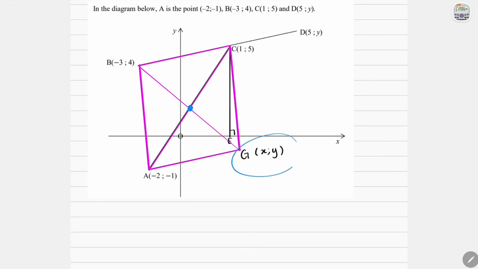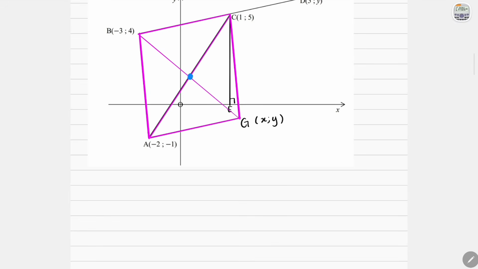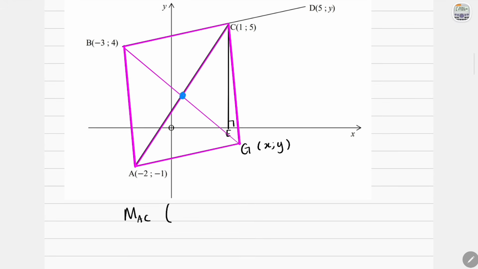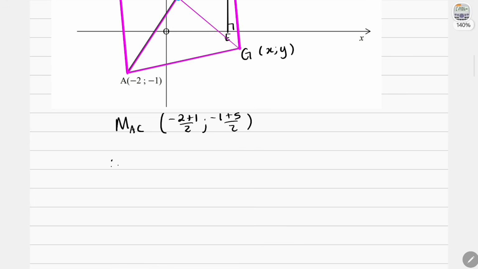So the first thing is to find G, we can find the midpoint. We don't have G yet, but we do have A and C. So let's find the midpoint of AC first, then we can use that midpoint to find the point G. We'll find that by saying x1 plus x2 over 2. So we'll say negative 2 plus 1 over 2, and then negative 1 plus 5 over 2. So the midpoint of AC is negative 1 over 2, and then 5 minus 1 is 4, so 4 over 2 is 2. Okay, so negative half and 2.